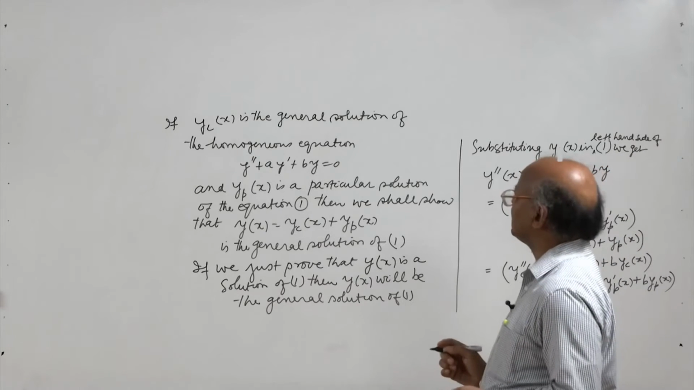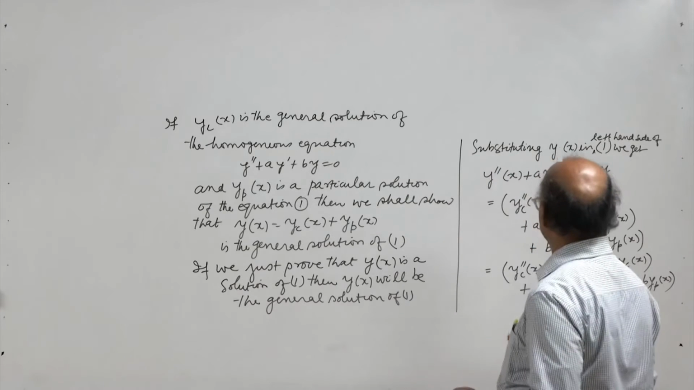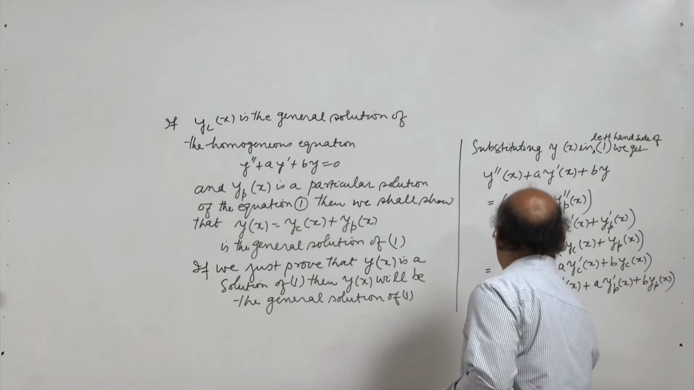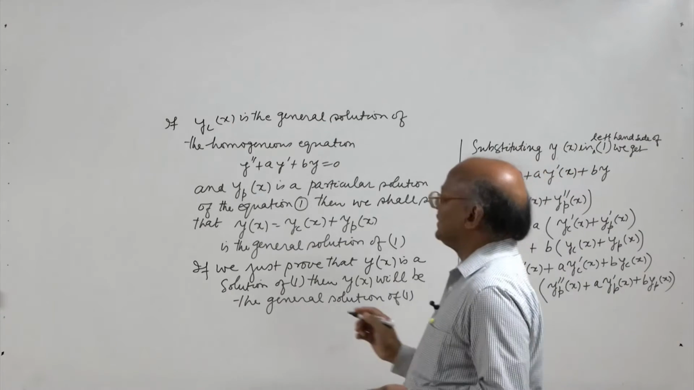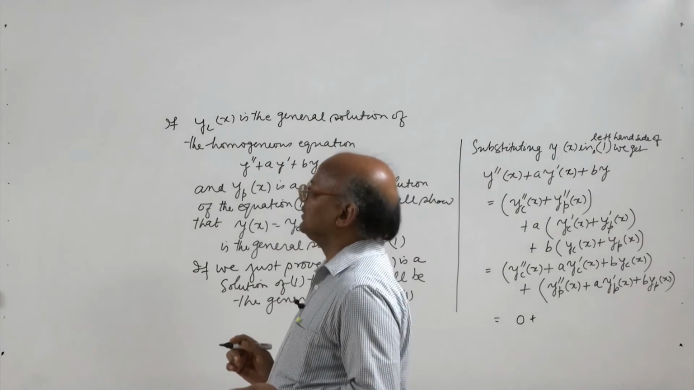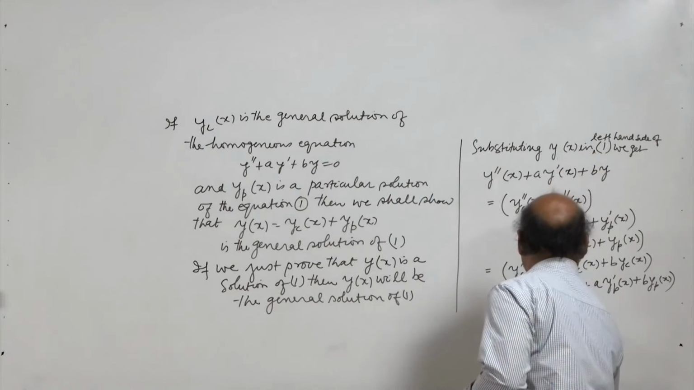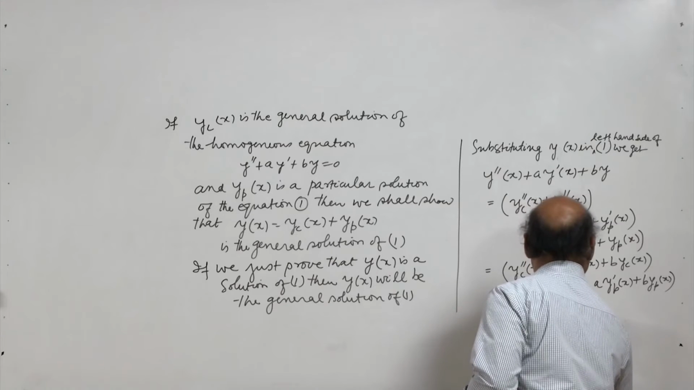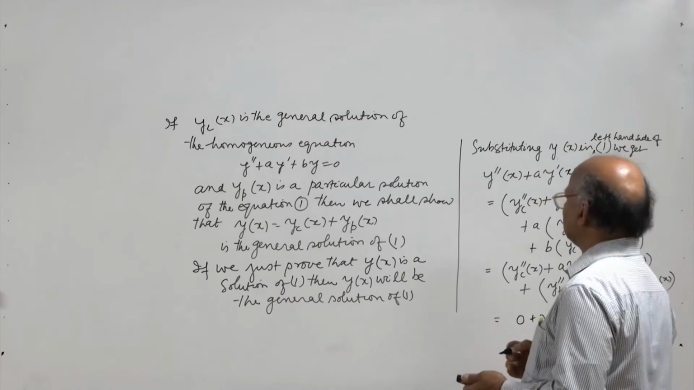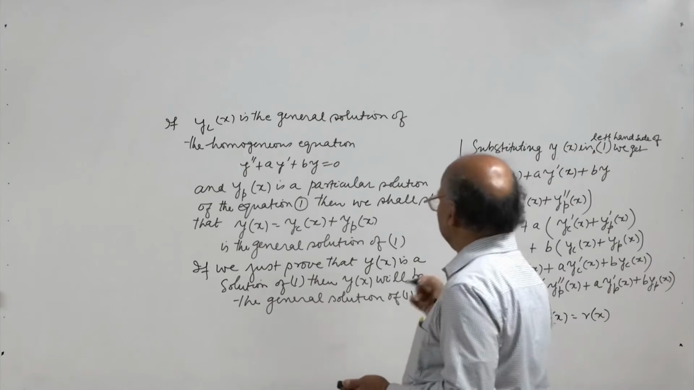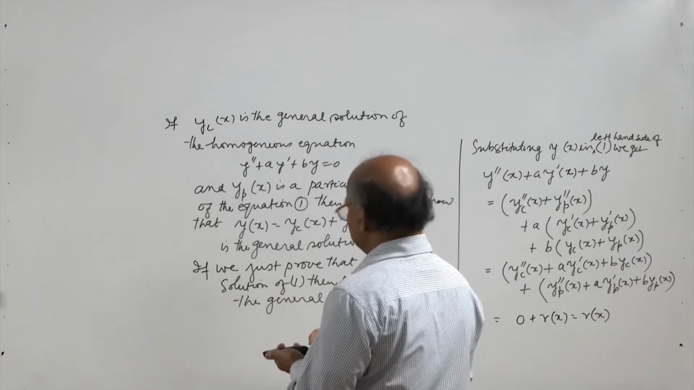plus y_p'' + a y_p' + b y_p. Now since y_c(x) is a general solution of y'' + a y' + b y = 0, this first expression is 0. Then y_p(x) is a particular solution of equation 1, therefore y_p'' + a y_p' + b y_p is equal to R(x), and thus we get y(x) is a solution of equation 1. Again I repeat, y(x) will therefore be the general solution of equation 1.